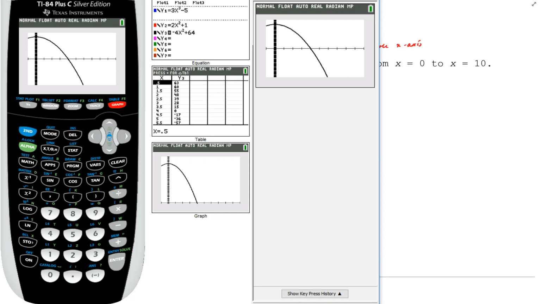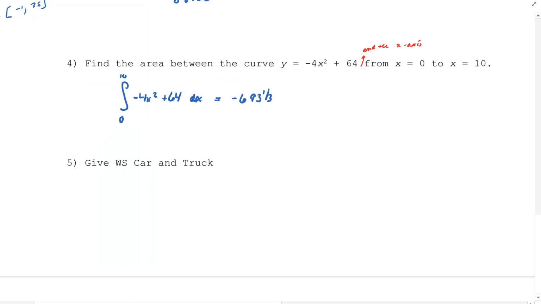So there we go. We can see that I've got some of my graph that's above and some of it below the axis. So all of this is positive area, but all of this, all the way out to 10, is negative. So I've got a relatively little bit of positive, all of this negative, which is why I ended up with that negative 693 1/3. So that makes sense, except that this problem asks us to find the area between the curve and the x-axis.